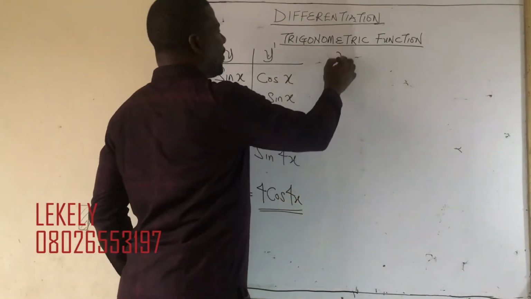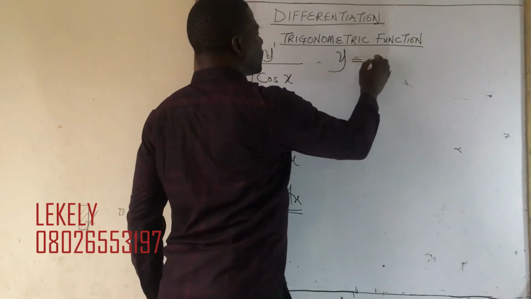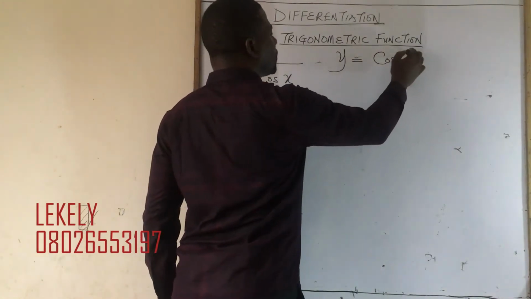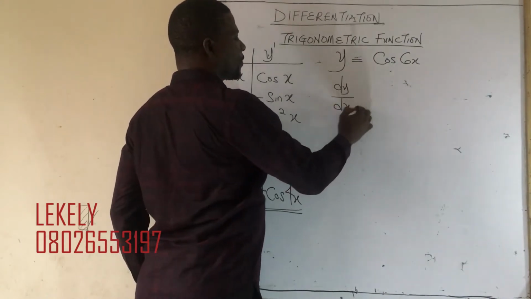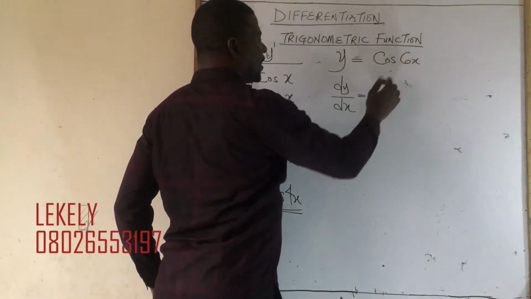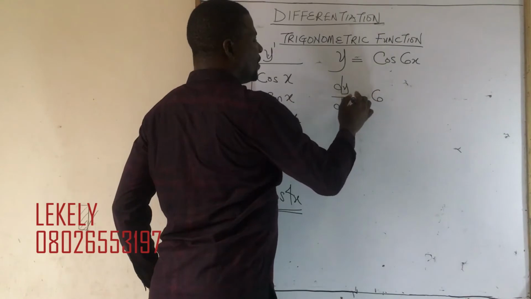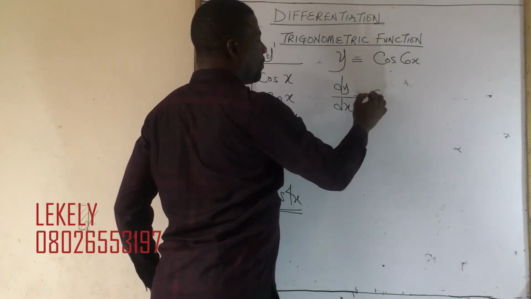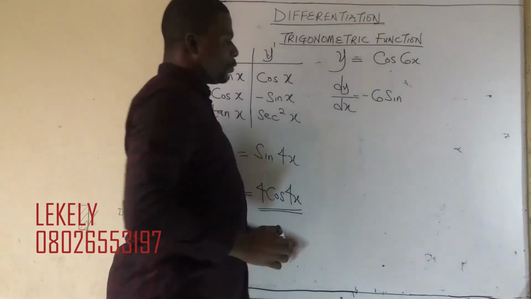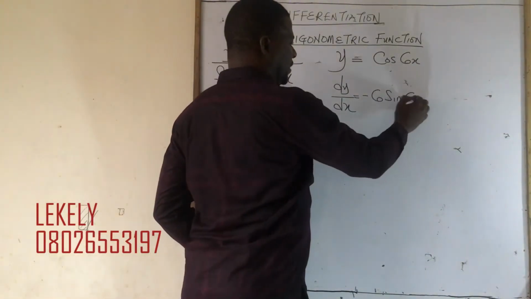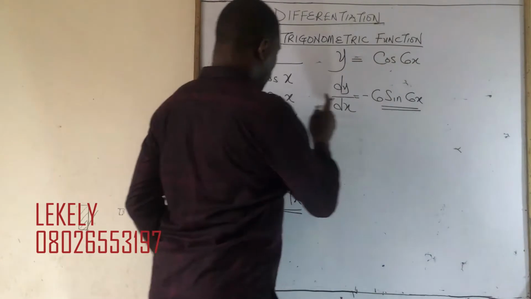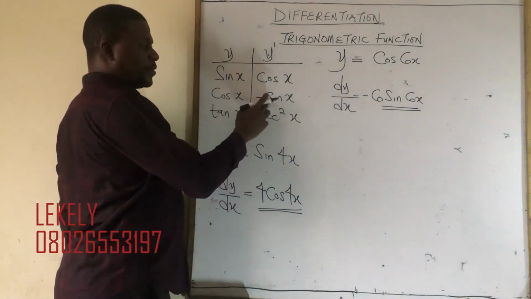If I have y equals cos 6x, to get my dy/dx, I differentiate 6x, that will give me 6. Then differentiate cos, that will give me minus sine. You have to bring the minus to the far back, then rewrite the 6x, because if you differentiate cos, it will give you minus sine.